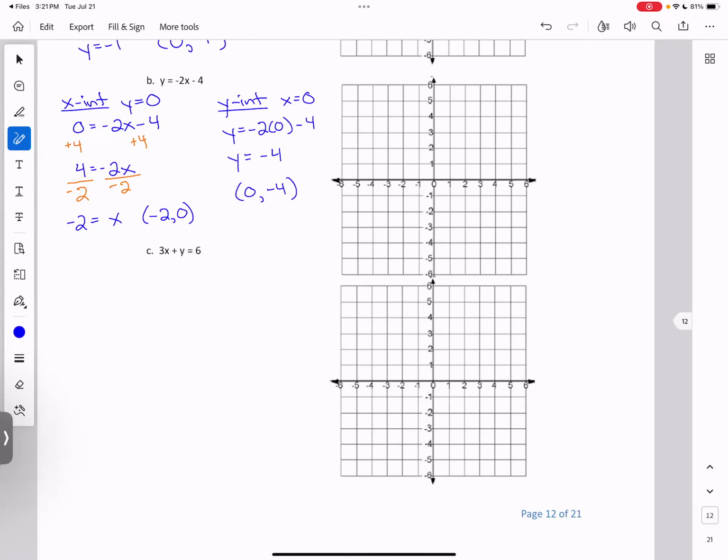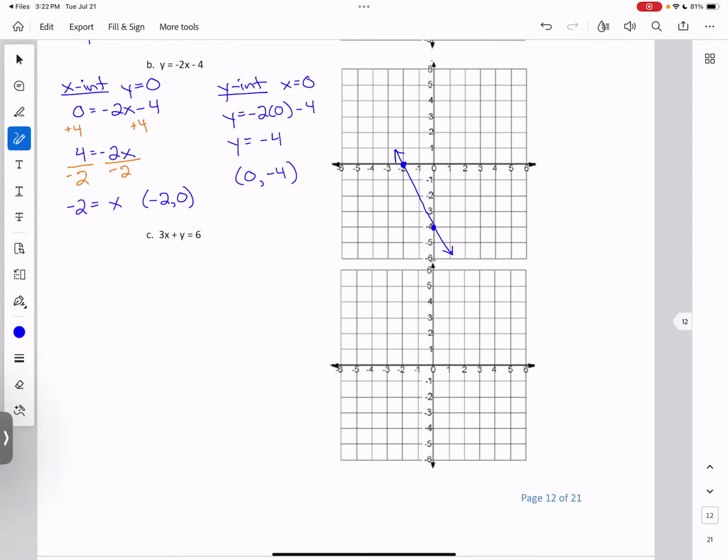So step 3, let's draw in those points. So we have a point at -2 and 0. That's our x-intercept. And we have a point at 0 and -4, which is our y-intercept. And now step 4, we can connect those lines. And here is our graph. And again, just make sure it's straight on your paper.